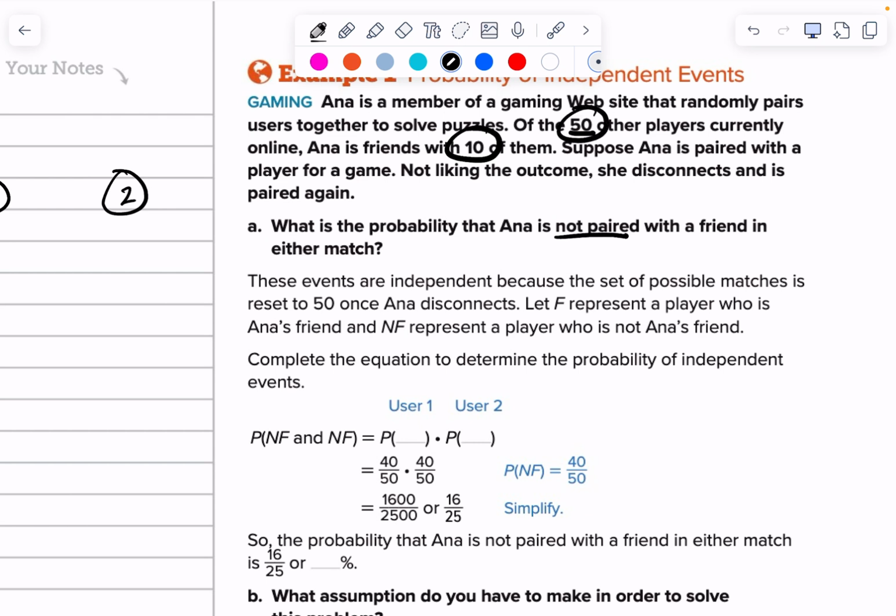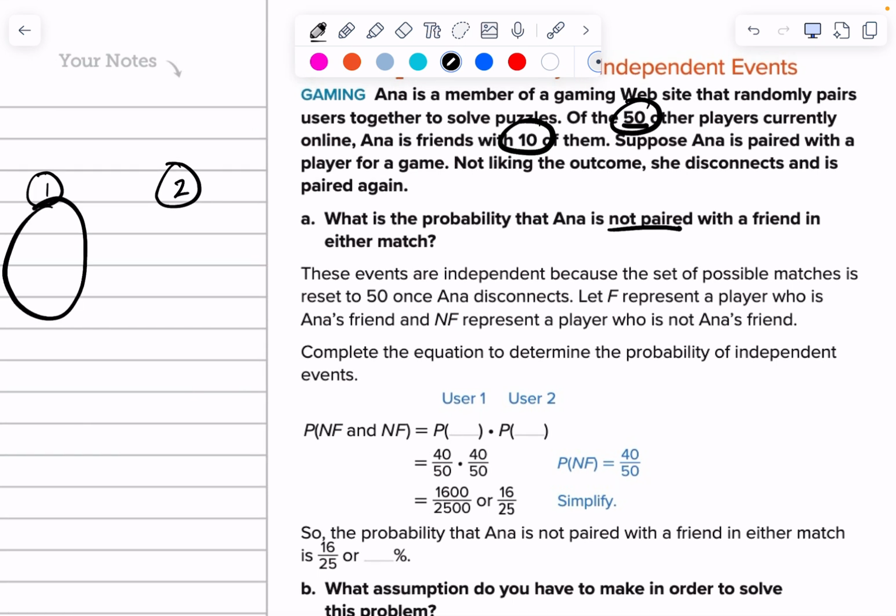So what's the chances of her not being paired with a friend over here? 40 out of 50. Now, she disconnects because she's not paired with a friend, right? What's the chances the second time around that she's not paired with a friend? 40 out of 50. Now, here's my question. You're saying 40 out of 50.